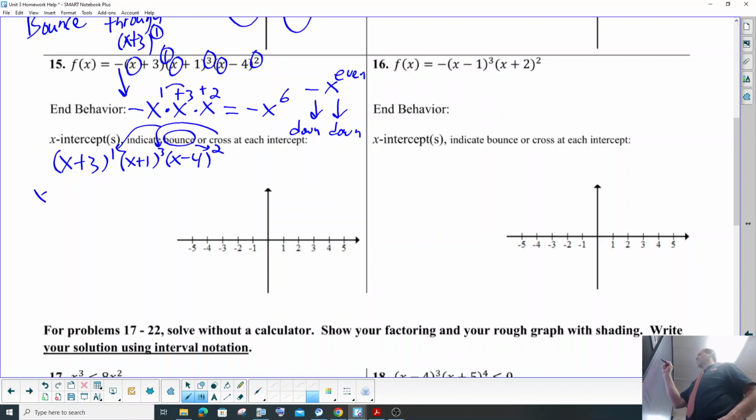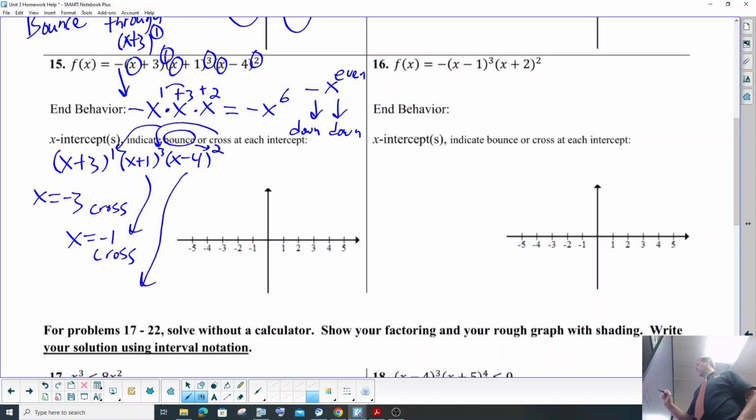So we have an x equals negative 3, change the sign. Remember, set equal to 0, minus 3 to the other side. Change the sign. And that's a cross through. Then we also have an x equals negative 1, and that's also a cross through. And then change the sign: x equals not negative 4, but a positive 4. And because of the 2, we're going to bounce.